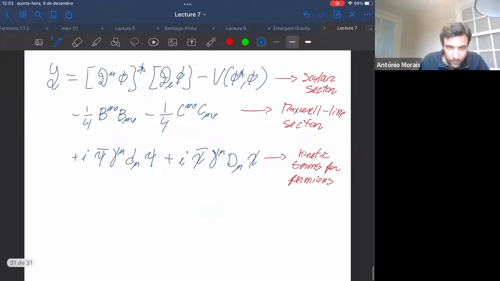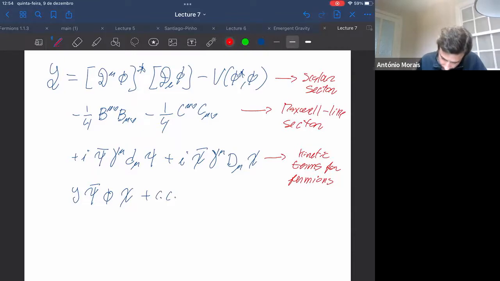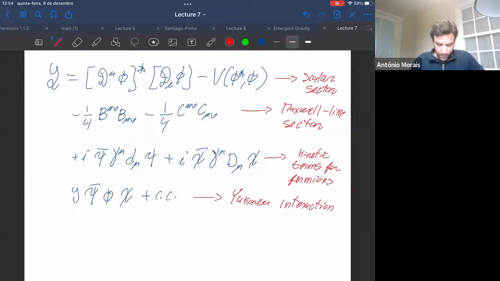And finally, we have y psi bar phi chi plus complex conjugation, which is a Yukawa interaction. So all these terms are allowed by the symmetries. Of course, I should also define the covariant derivatives. There are three: one covariant derivative is this, the other is with this labeling, and there is a third one, because the fields have different transformation properties. So I'm defining three different ones.